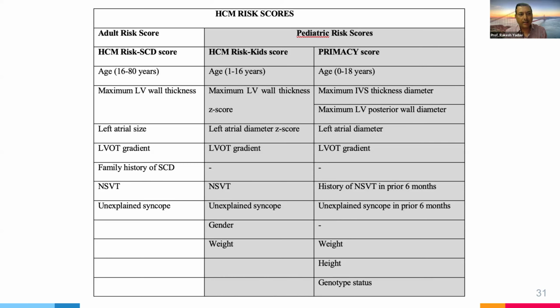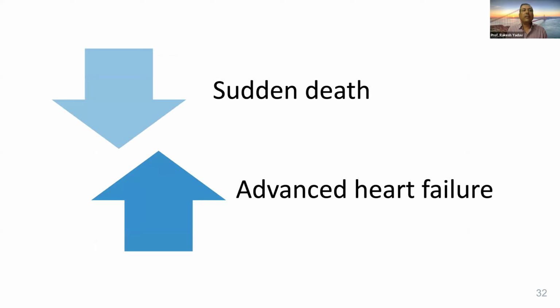For adults, you have a very good emphasis on family history of sudden cardiac death, but in pediatrics, it is not. LVOT gradient, though included, has less predictive value for sudden cardiac death. However, certain studies show that genotypic status in a pediatric population has more weightage as compared to the adult, in which we don't take genetic study for predicting risk stratification. So that is very, very important.